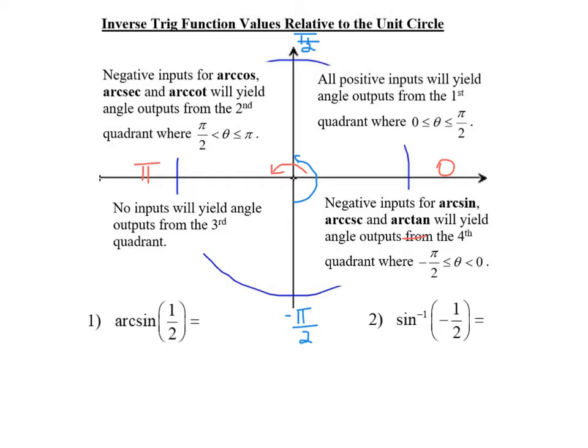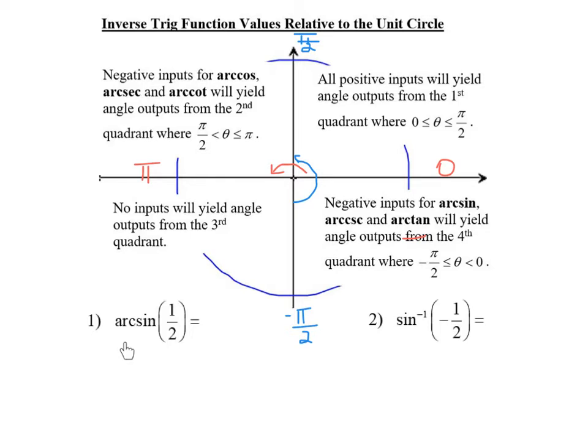So these 3 here, if they have a negative input, will yield an angle between negative pi over 2 and 0. And then these 3 inverse trig functions, if they have a negative input, will yield an angle from pi over 2 all the way to pi in the second quadrant. So you can use this diagram to help you when you're trying to figure out what angle you need to give for an answer.